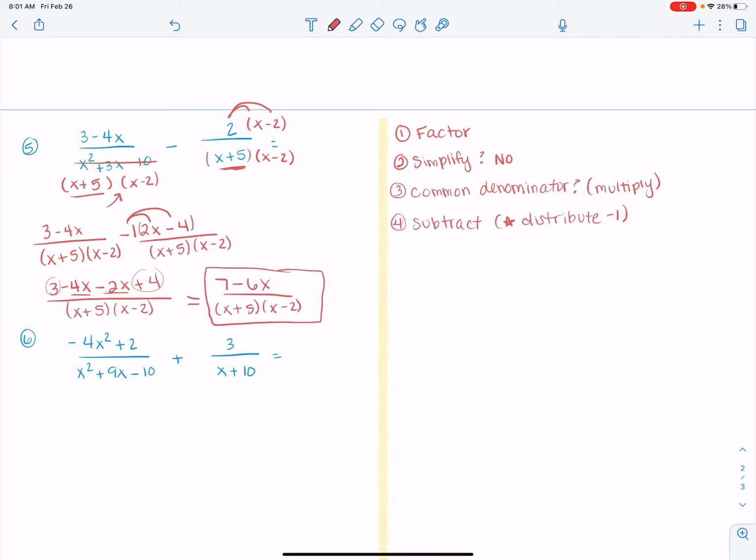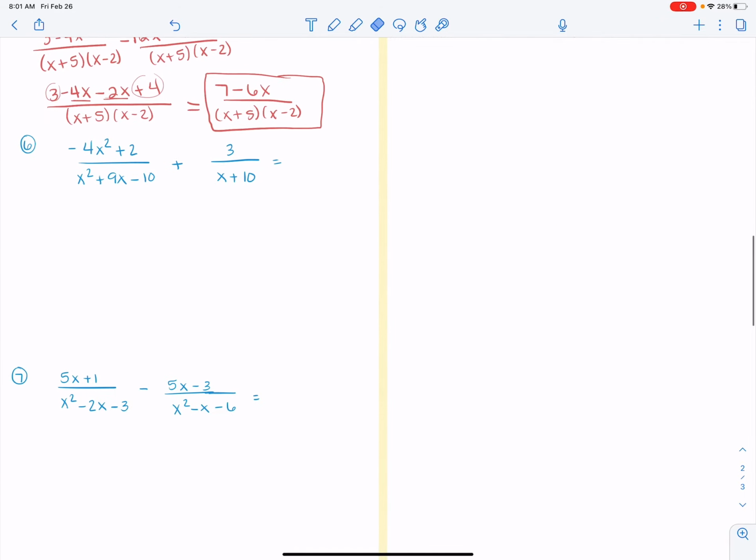Now technically, I could FOIL the denominator and leave my answer as the entire quadratic expression, but for today we're just going to leave it like that. All right, example 6. First, factor everything. So if I'm looking at the negative 4x plus 2, I can take a negative 2 out of that, and then I'm left with 2x squared minus 1.